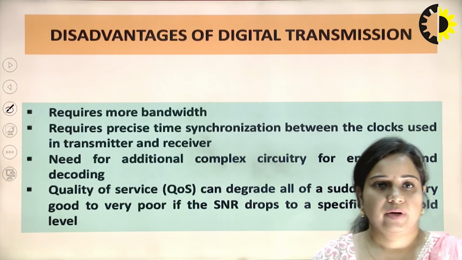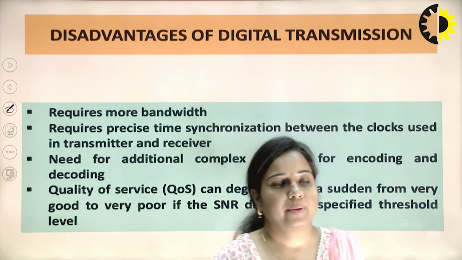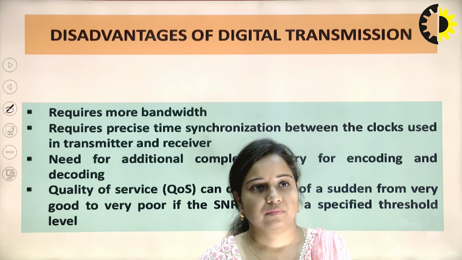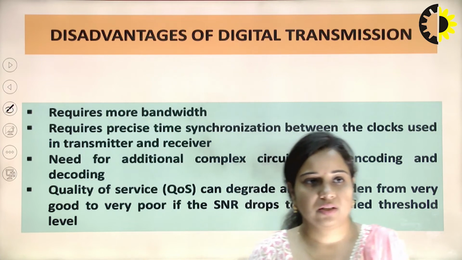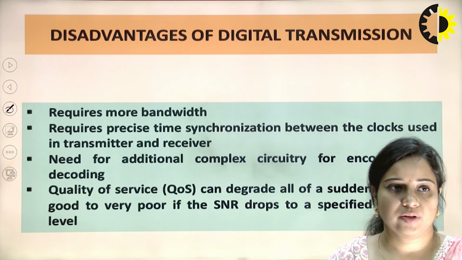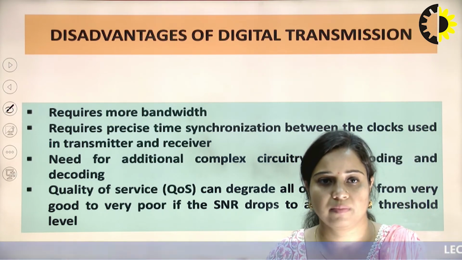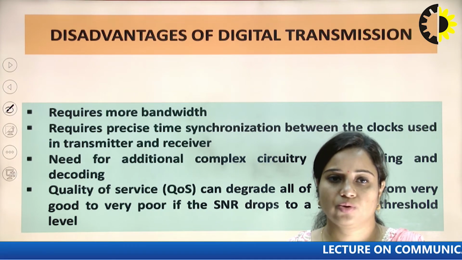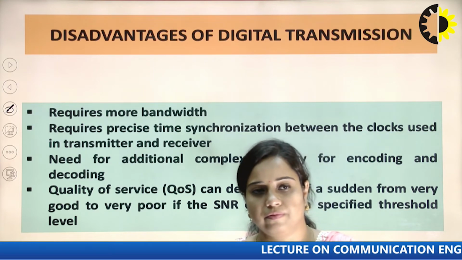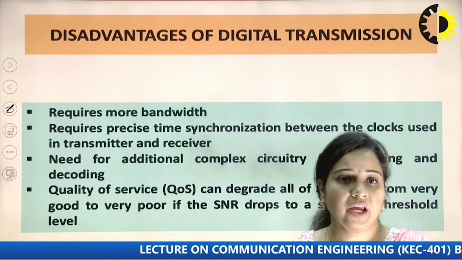There are some disadvantages related to digital transmission. It requires more bandwidth, and it requires precise time synchronization between the clock used in the transmitter and receiver. It needs additional complex circuitry for the encoded data, because for encoding we require different types of encoders which are available in the market, dependent on how many bits you want to encode into, like 2 bits, 4 bits, 3 bits. So, depending on that you require an encoder also.